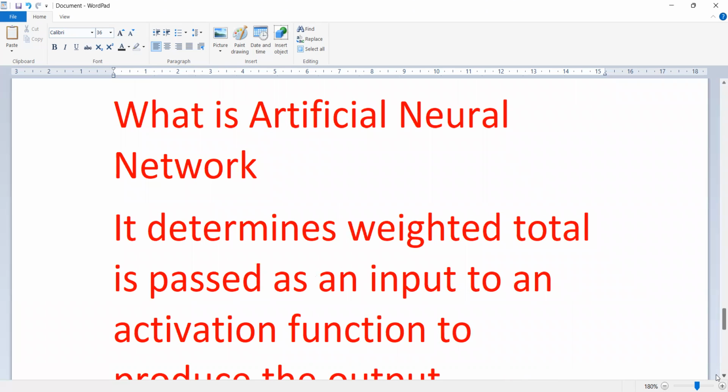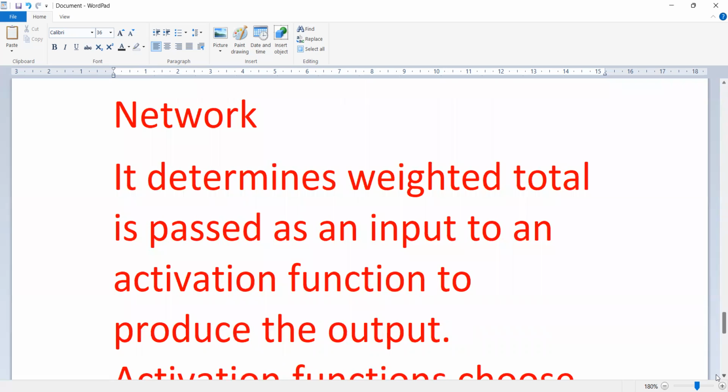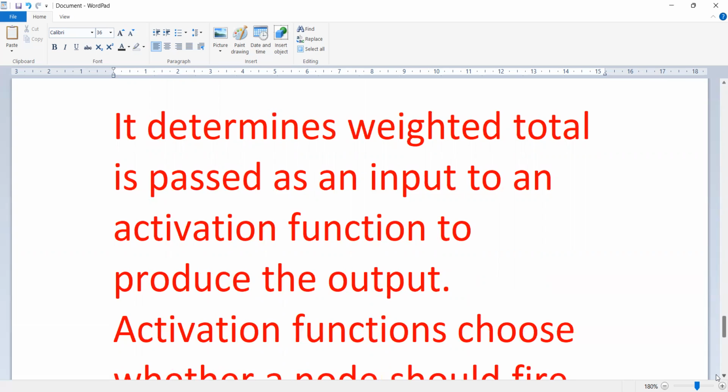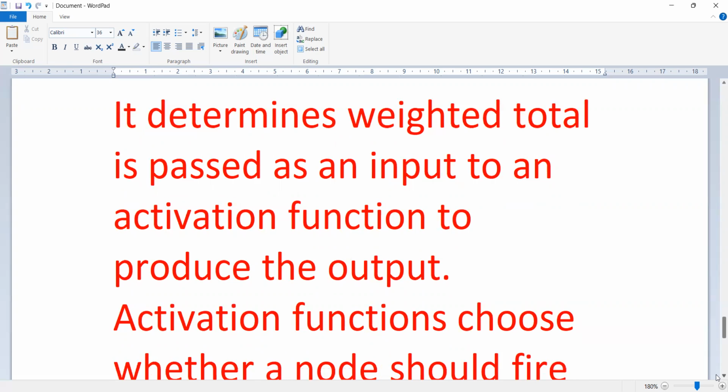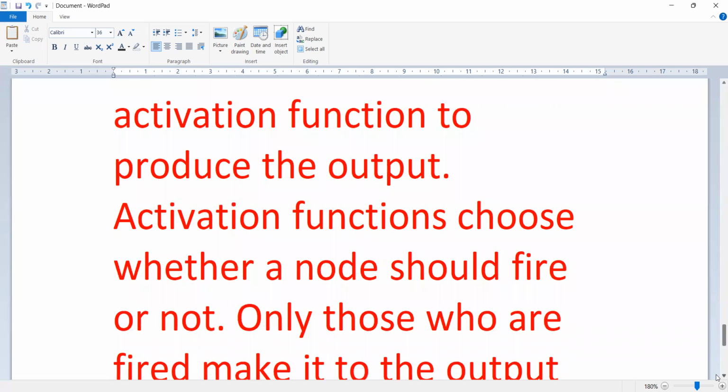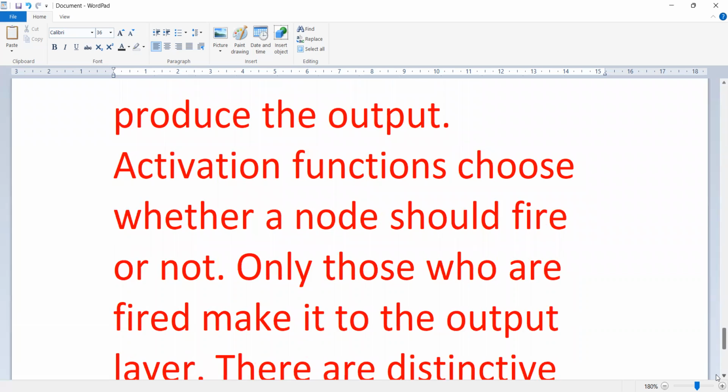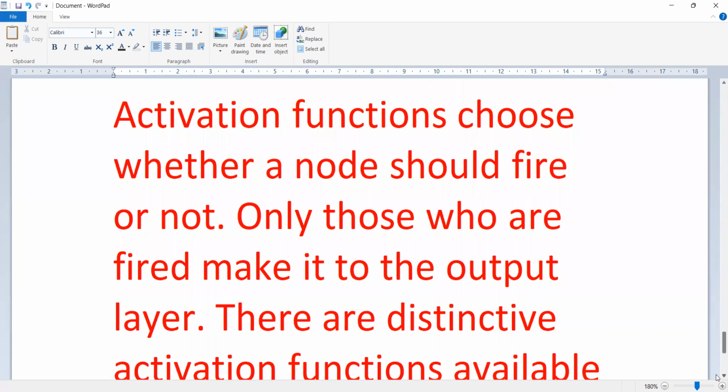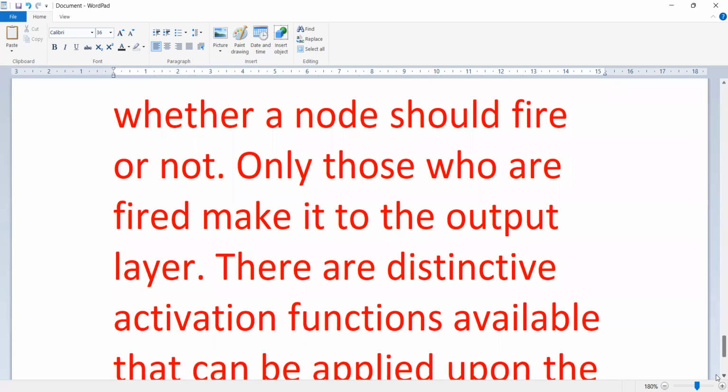The weighted total is passed as an input to an activation function to produce the output. The activation function decides whether a node should fire or not. Only those nodes that are fired make it to the output layer.